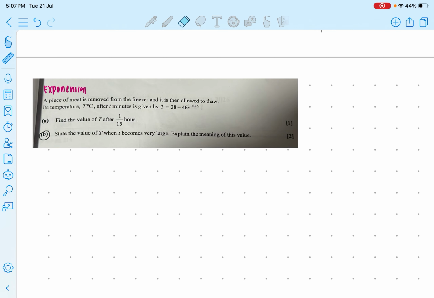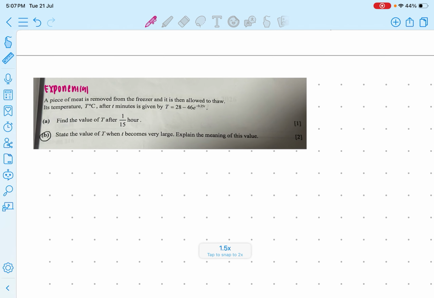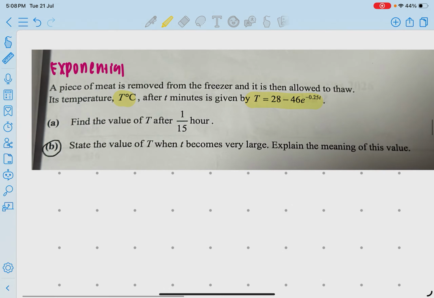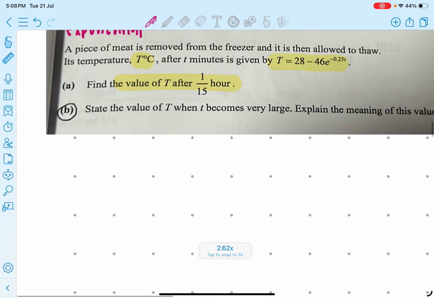Today we're going to go through this exponential question. You look here: a piece of meat was removed from the freezer, and its temperature, T degrees, follows this equation. The first part asks you to find the value of T after 1 over 15 hours. Because this is in minutes, you need to convert it to minutes first.